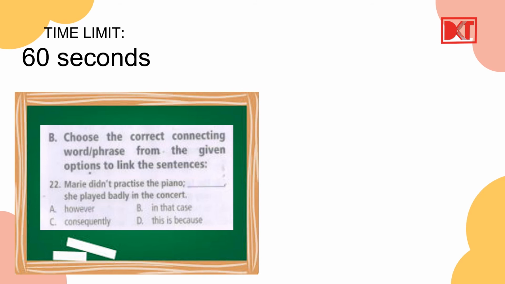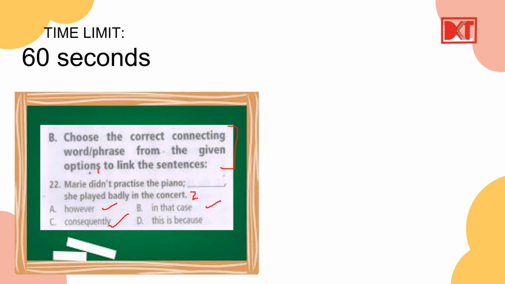Okay, here in the next category, choose the correct connecting word or phrase from the given options to link the sentences. We have to choose the conjunction which can link sentence 1 and sentence 2. Let's see. Mary didn't practice the piano, dash she played badly in the concert. However, she played badly in the concert. In that case, she played badly in the concert. Consequently, she played badly in the concert, or this is because she played badly in the concert.